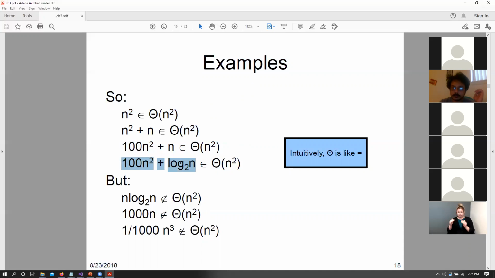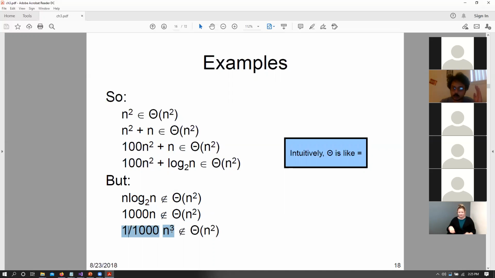Similarly, 100 n squared plus log 2n has a big theta of n squared. But n log n does not have a big theta of n squared, right? Because the upper bound and the lower bound do not match. For example, 1000n does not belong to big theta of n squared, because n squared might define the upper bound, but it surely does not define the lower bound, right? Similarly, n squared might define the upper bound, but n squared does not define the lower bound of n log n, right?